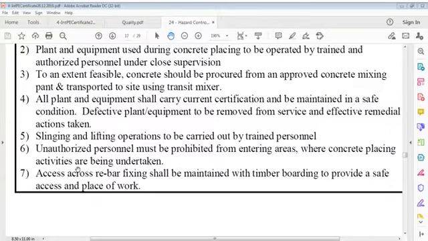Unauthorized personnel must be prohibited from entering areas where concrete placing activities are being undertaken. Only those people who are responsible for this team work. Rebar or reinforcing bar fixing should be maintained with timber boarding to provide safe access for workers and place of work. We should not walk on steel bars.